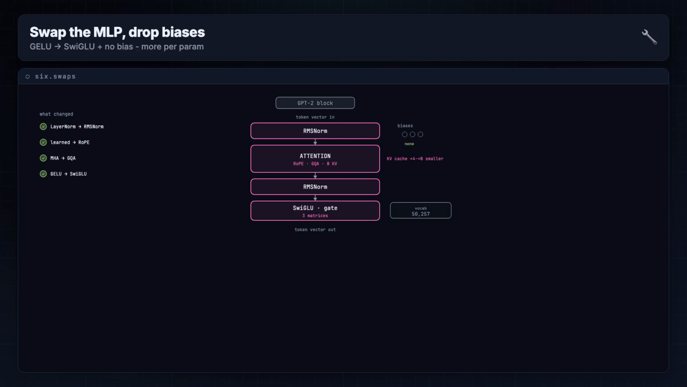Swap the MLP. Plain GELU becomes SwiGLU, 3 matrices, a learned gate, and delete the biases. The why: more quality per parameter, fewer parameters, no measurable loss. Last swap. The dictionary grows from 50,000 to 128,000 and up, better at code and other languages, and there it is. The GPT-2 block has quietly become a Llama 3 block.